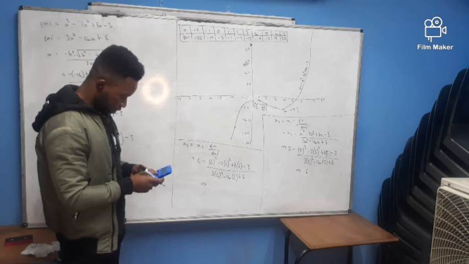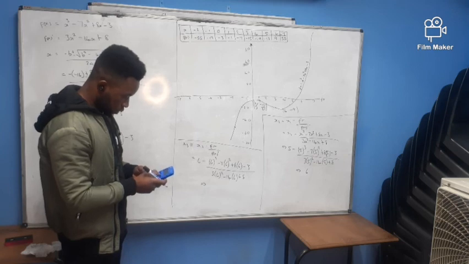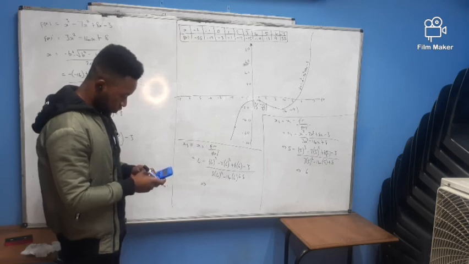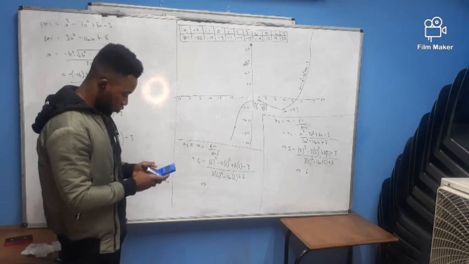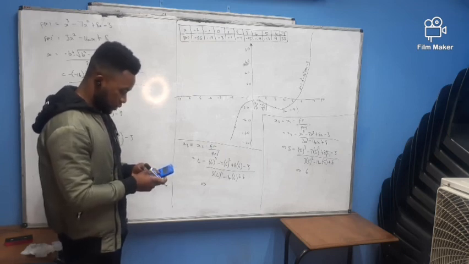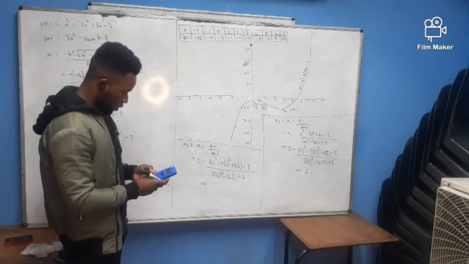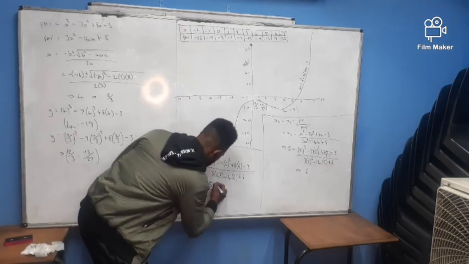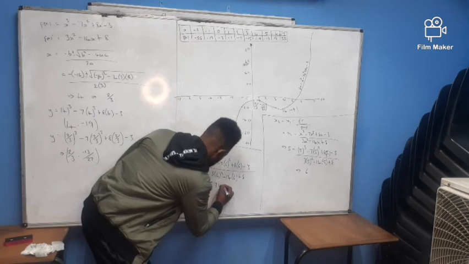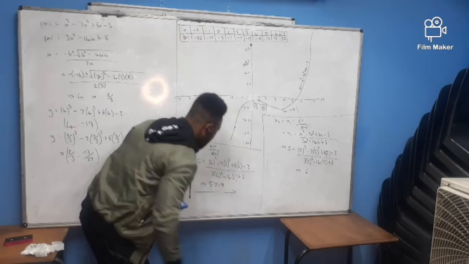So this is very simple. It's not difficult. You know, mathematics, you need to practice. In order for you to be perfect, you have to practice. So I encourage you to practice more. And then I have my final answer, which is 5.719.